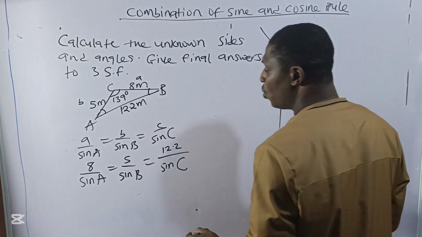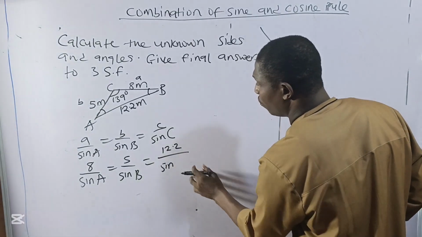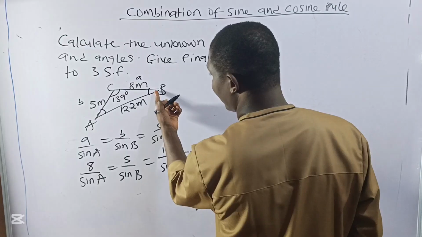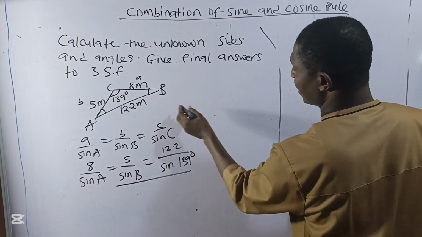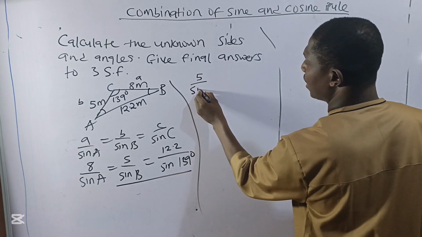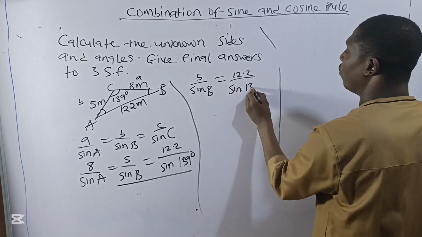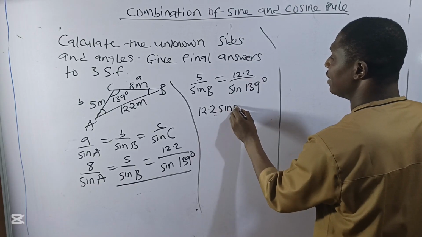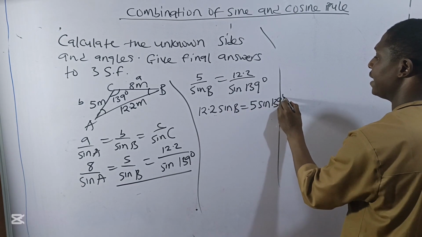So if you watch, my angle C is known, which is 139 degrees. So I want to look for B first because B has a smaller side. So I'm relating this and this. If I do that, I will have 5 over sine B equals 12.2 over sine 139 degrees. If I cross multiply, I have 12.2 sine B equals 5 sine 139 degrees.